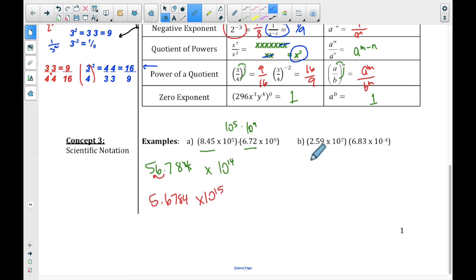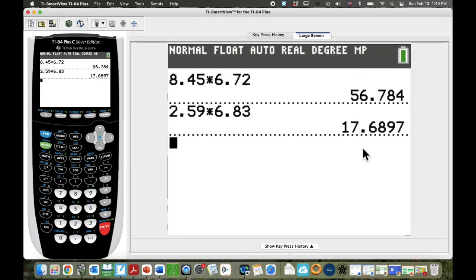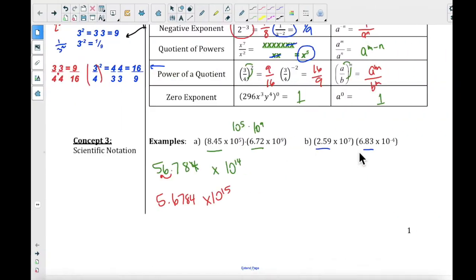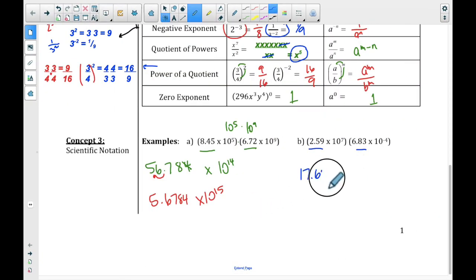All right, same thing over here. Take a second, find your calculator, multiply these two numbers to see what you get, and then we're going to add those two exponents together. Okay, when I multiplied those two numbers, I got 17.6897. So that's going to be 17.6897 times 10 to what power? Well, 7 plus negative 4 is third power. But I need to move it over because I only want the ones place. So I'm going to get 1.76897 times 10 to the, well, I had a third power, but I moved it over 1, so I have to increase this 1 to compensate for that. Okay, that's how we do scientific notation.